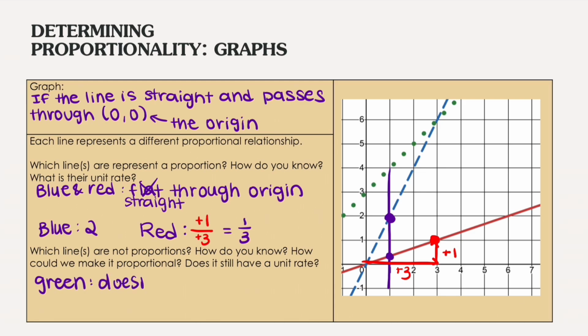The green one is not proportional. It doesn't go through the origin. But it does technically have a unit rate because we can tell how far it goes in one space. In one space, I go up 1 and I go across 1, which means that my unit rate for green is just 1. Every time I go 1 on the x-axis, I also go 1 on the y-axis.